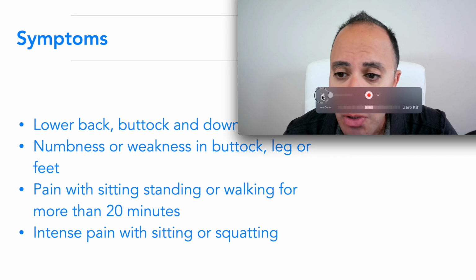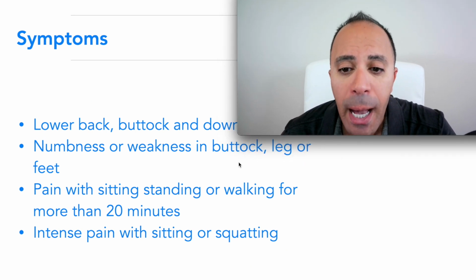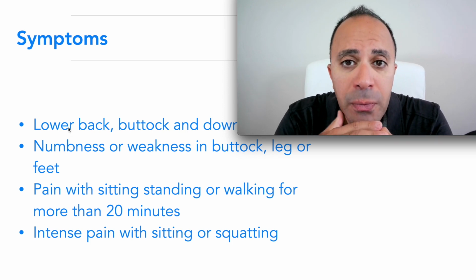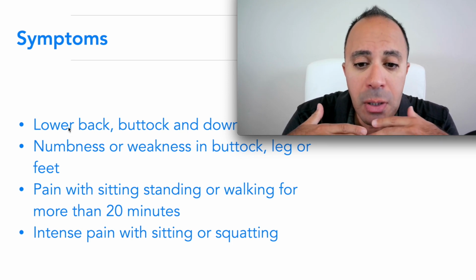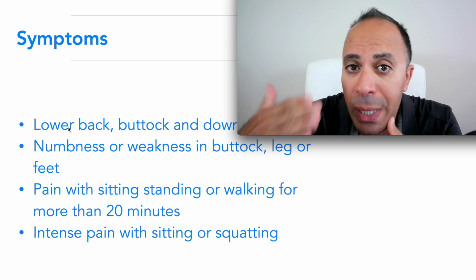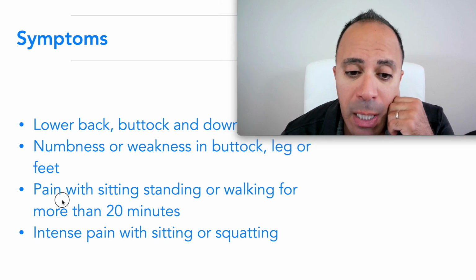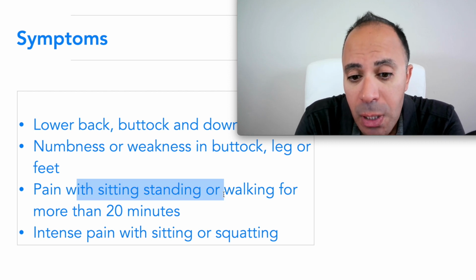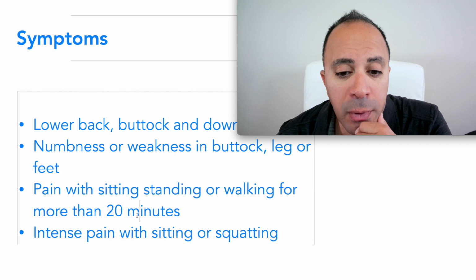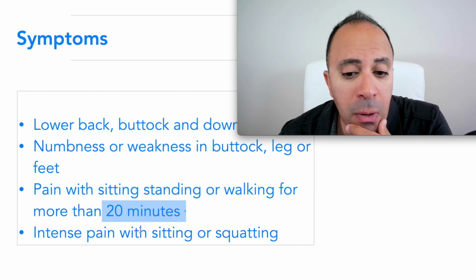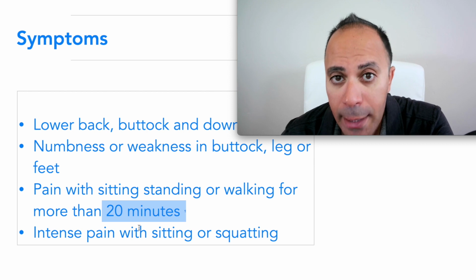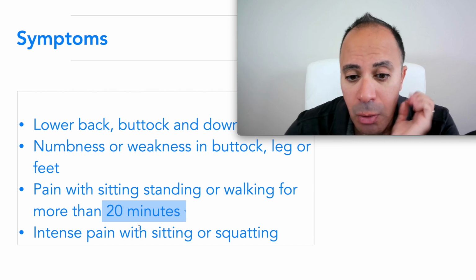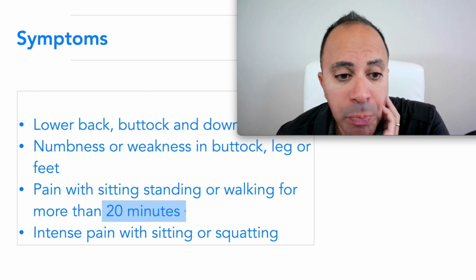As for symptoms, you start to have back pain, or sometimes numbness or tingling in your legs. If you're compressing the nerve very badly, you start to have numbness, tingling, and weakness in your legs. Usually patients have more pain with sitting. When you sit on the piriformis muscle, it compresses the nerve more. So sitting or walking for more than 20 minutes, or intense sitting or squatting, causes more scar tissue, more tightness, and more compression on the sciatic nerve.